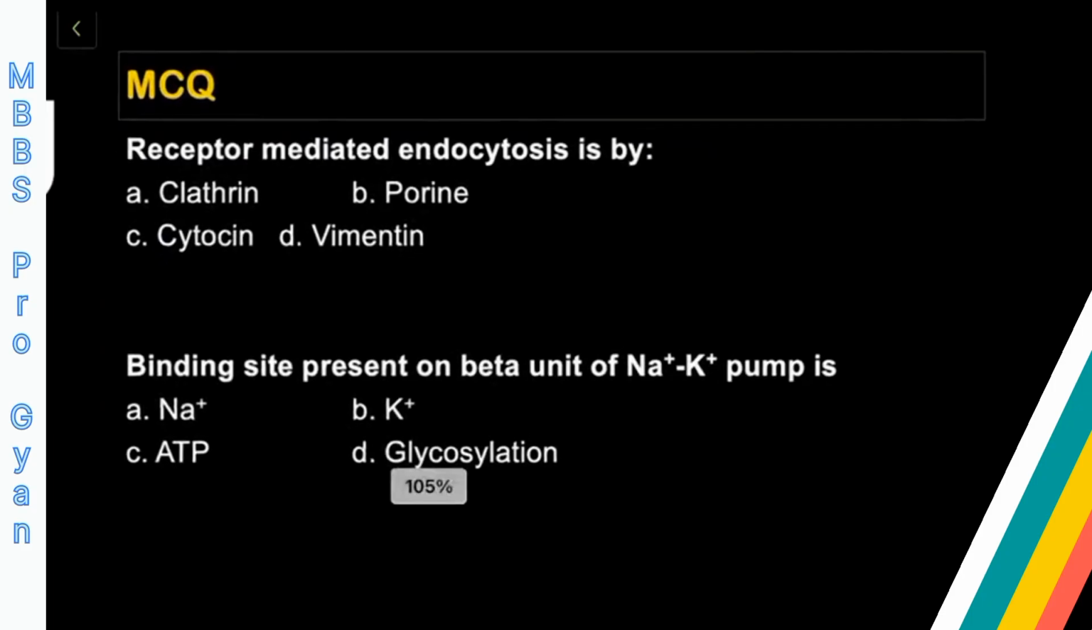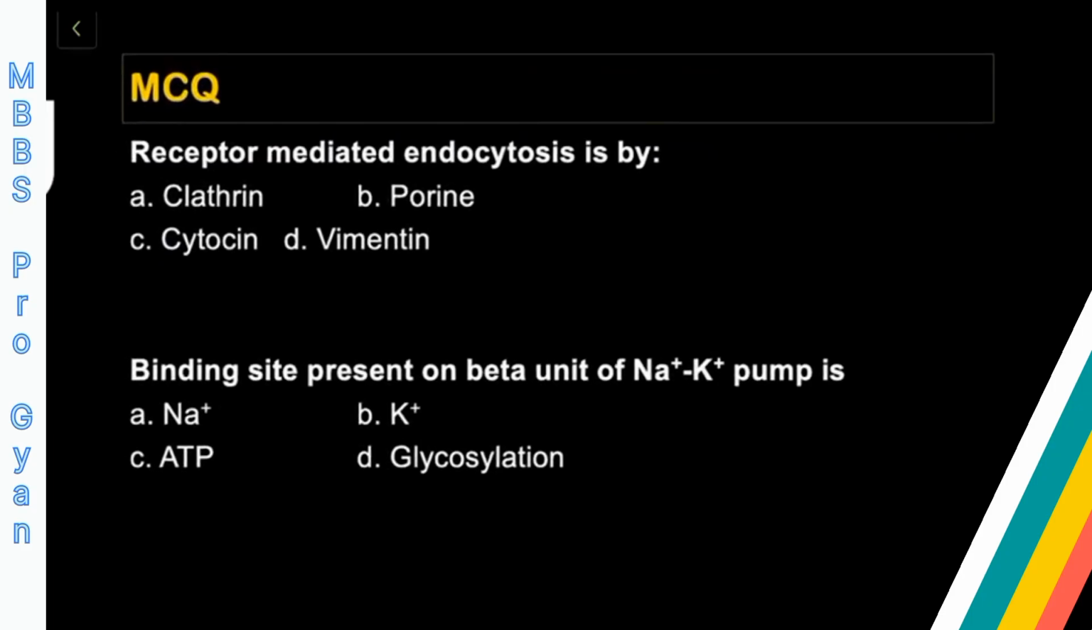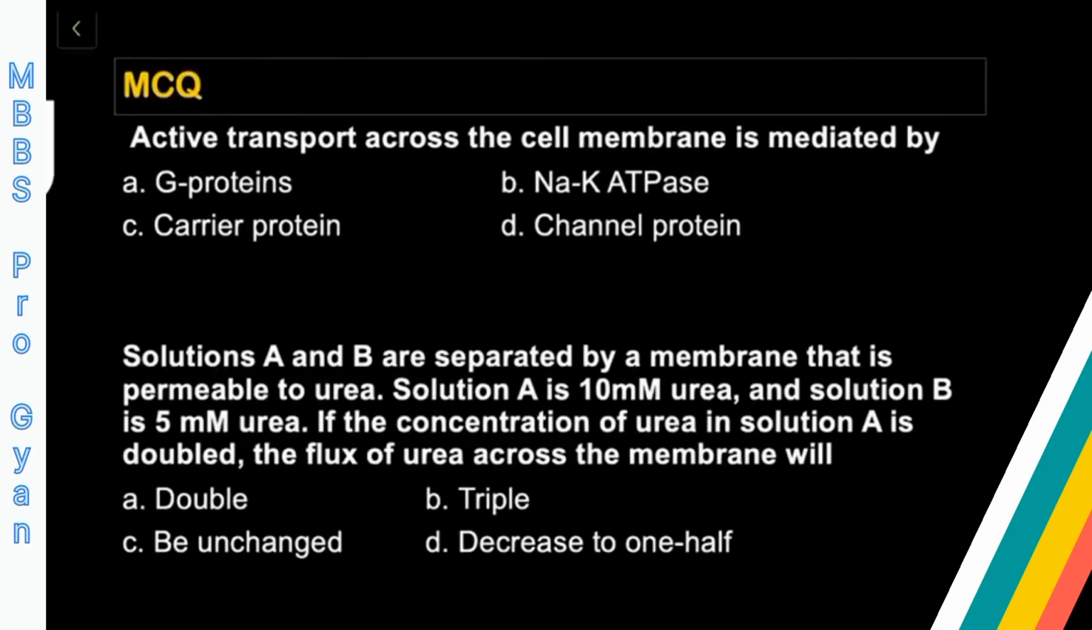At the end, we will be discussing certain MCQs. The first one: receptor mediated endocytosis. Very easy. It requires clathrin. The binding site is present on the beta subunit. Beta is the binding subunit, I told you, and alpha is the regulatory one. The binding subunit beta contains 3 glycosylation sites. So this is the answer, right?